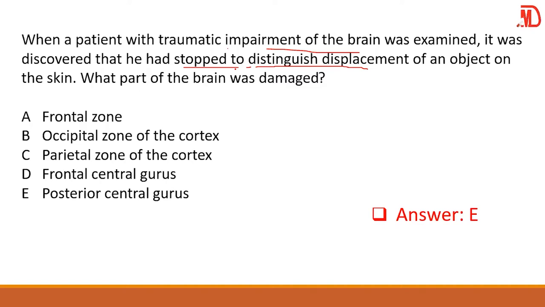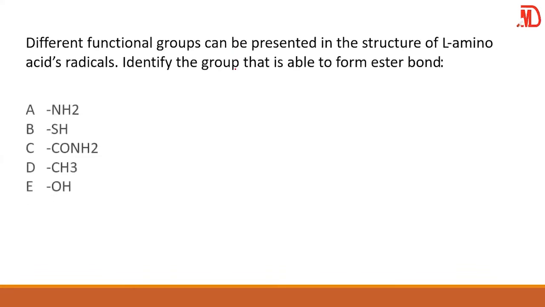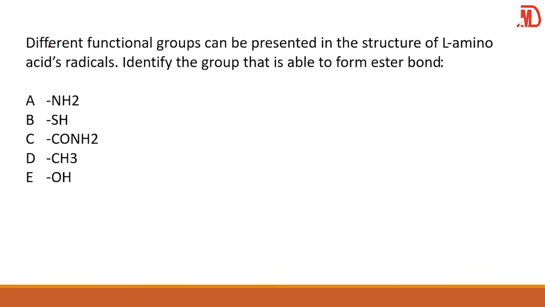And the cerebellum deals with movement and posture. Then the temporal lobe deals with hearing. So basically, these are the things that you need to know. So your answer here is E, posterior central gyrus or postcentral gyrus. We've done this. That's why I'm not just brushing over it.